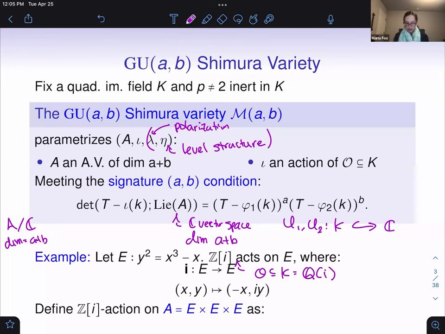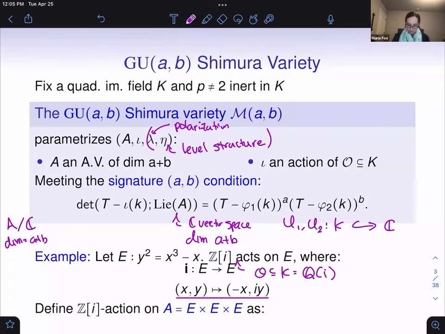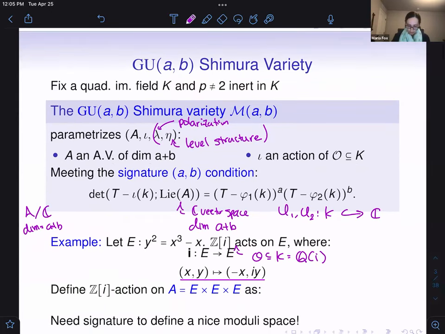And this has an action on E given by coordinates just like this. Then we can take our abelian variety of dimension 3 to be a product of 3 copies of this elliptic curve. And we can create an induced action by having the element i act maybe just as i does on the first elliptic curve, but maybe as minus i on the next two. And that will produce an action of signature (1, 2). So that's a silly example of a signature (1, 2) abelian variety.